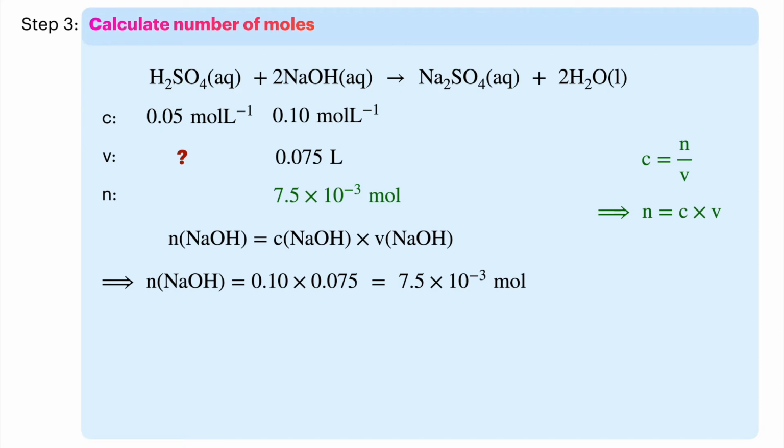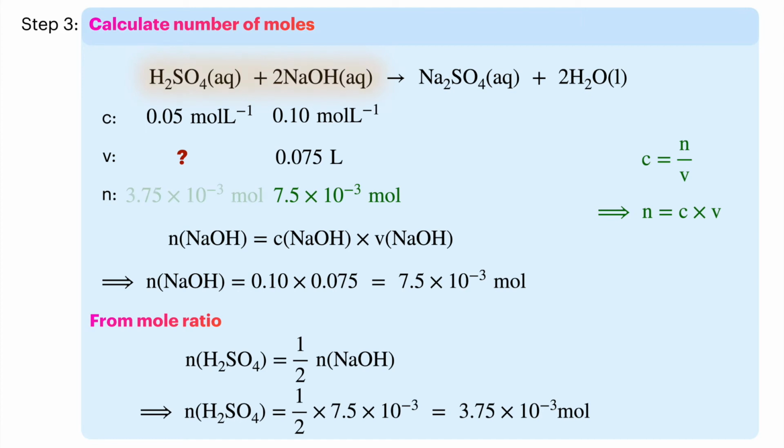Once we calculate the number of moles of sodium hydroxide, we can easily figure out the number of moles of sulfuric acid using the mole ratio of reactants. From the balanced chemical reaction, we notice that the number of moles of sulfuric acid is exactly half of the number of moles of sodium hydroxide. Let's just plug in the value of the number of moles of sodium hydroxide calculated previously to get the number of moles of sulfuric acid.